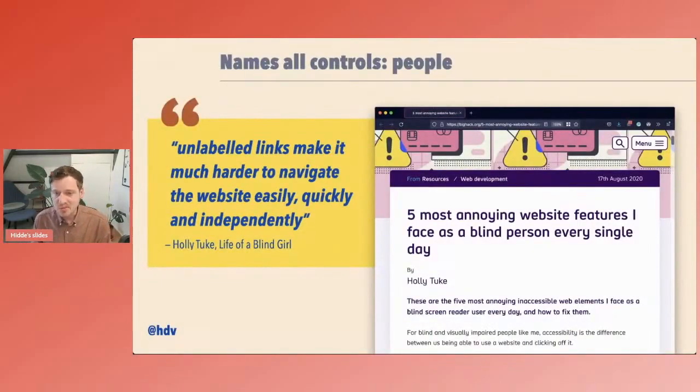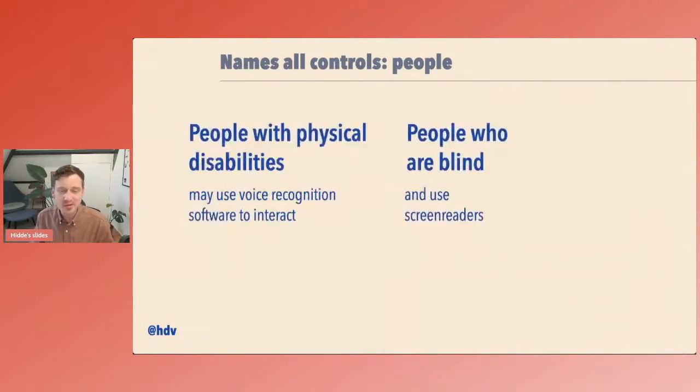There's a blog post by Holly Tuke, who has a blog called Life of a Blind Girl. And one of the posts she did there is 5 annoying things that she faces as a blind person every single day. And the first one she mentions is unlabeled links. She says unlabeled links make it much harder to navigate the website easily, quickly, and independently. This is annoying to her, and we need to make sure she doesn't get this annoyance by making sure everything is named. This is important to her, who is blind and uses a screen reader.